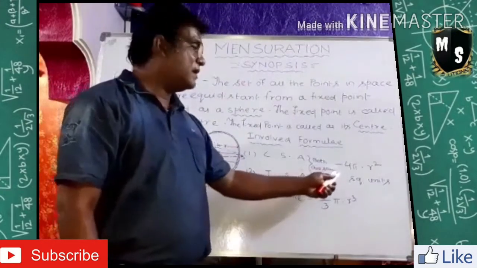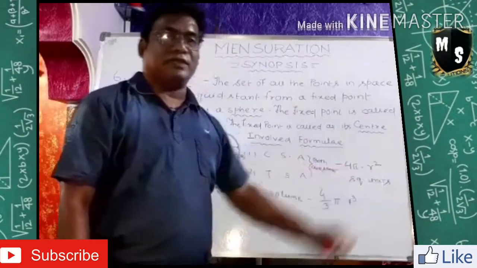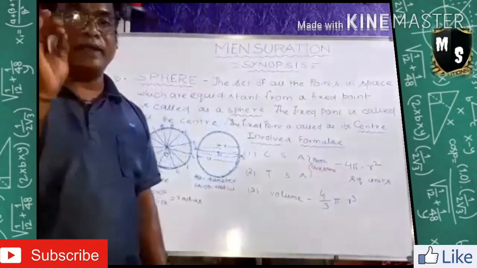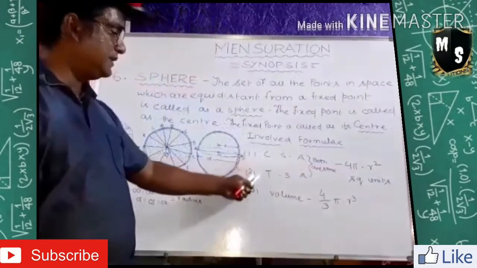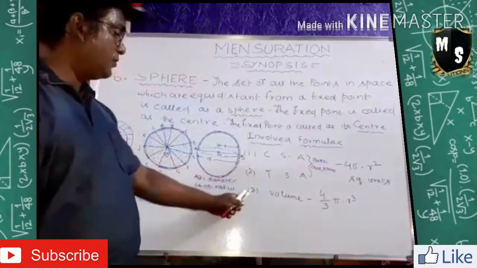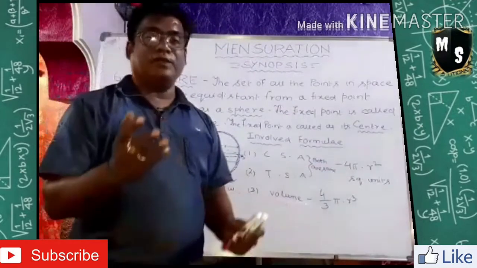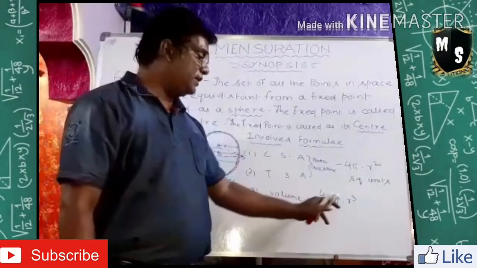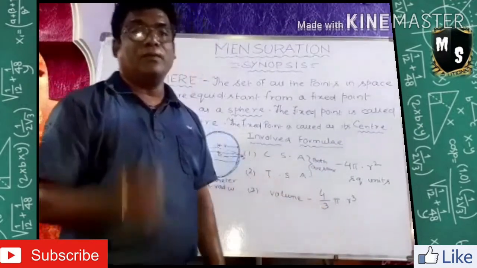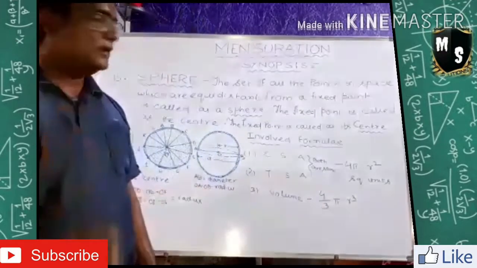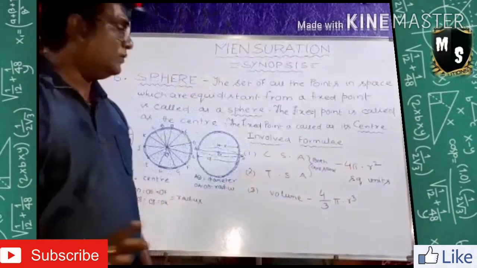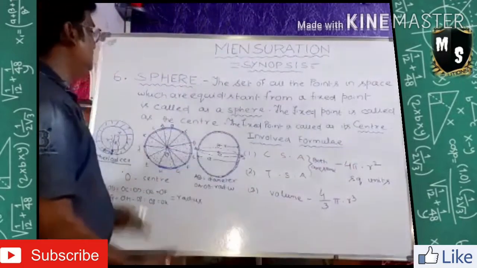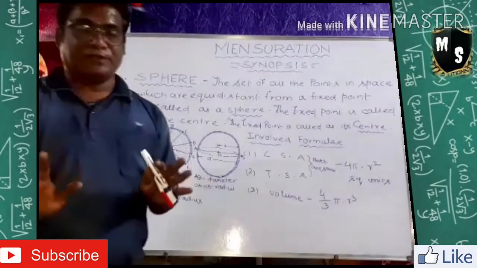I wrote it here and the formula is 4 pi r square square units. So for this formula, the CSA and TSA are both the same. And for the volume, the direct formula is 4 by 3 into pi into r cube, where we take r as the radius. I hope you understood this synopsis 6, called the sphere.